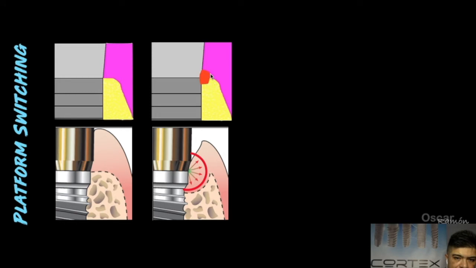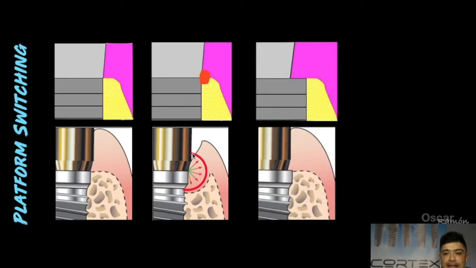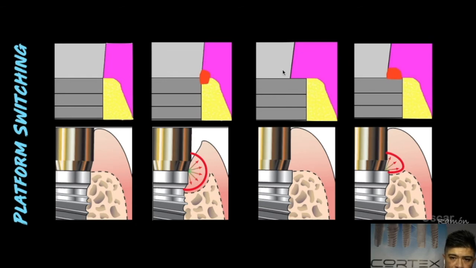And the reaction of the bacteria that can accumulate in this area can affect the crestal bone. In the situation when we have platform switching, the bacteria or this reaction in this interface is far away from the crestal bone. So probably you will have better crestal bone in this area when you have platform switching implants.